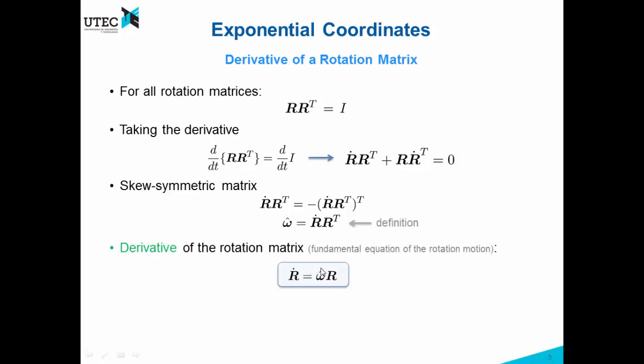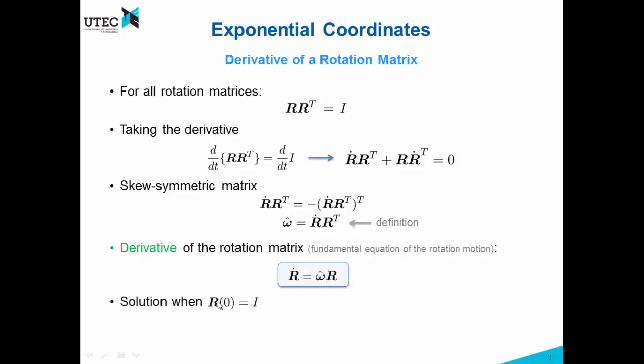The derivative of a rotational matrix can be obtained by solving this equation. So we solve for R dot here, and we get this expression. This is also called the fundamental equation of rotational motion. It says that the derivative of the rotational matrix is the angular velocity in matrix form times the rotational matrix.